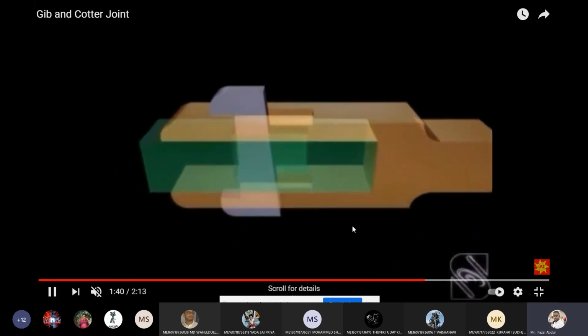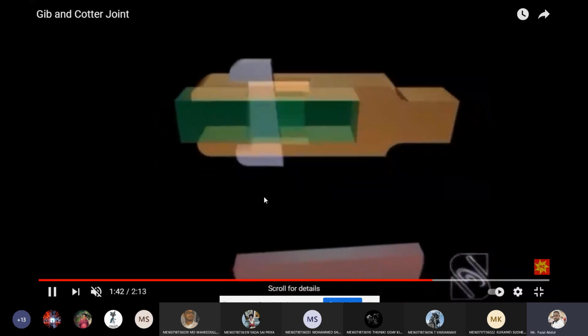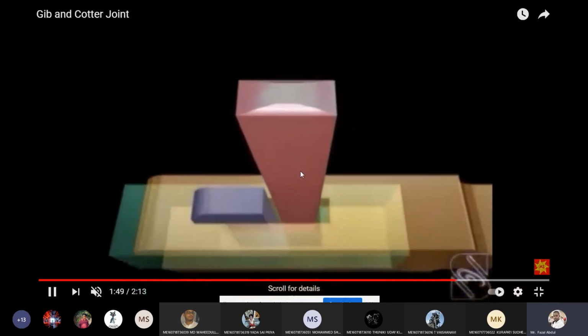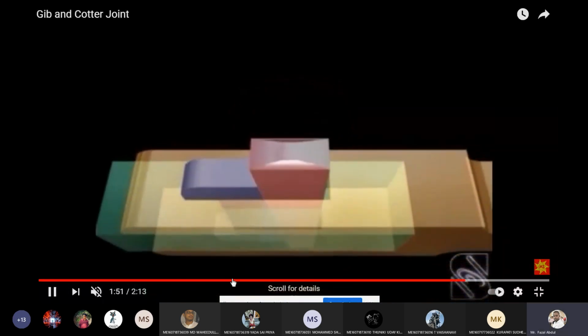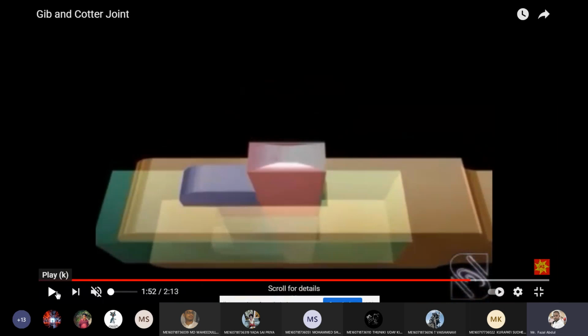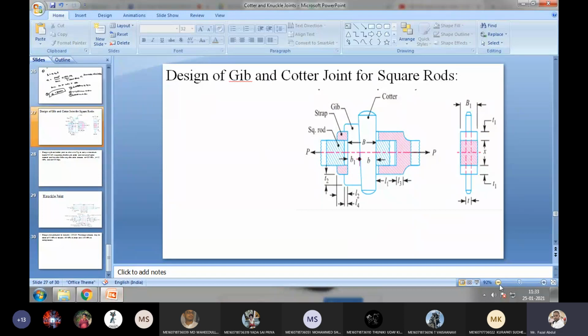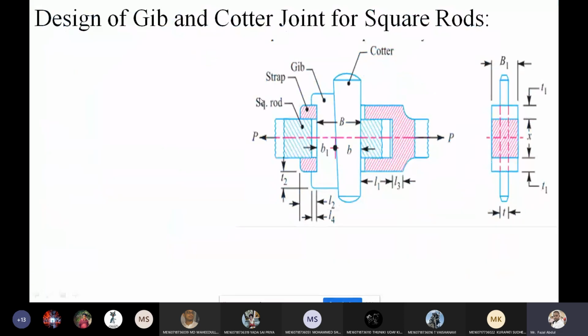Now the quarter is going to be inserted. The title name is here: gib and quarter joint. So this is the gib and this is a quarter. So like this, the design is going to be made. So that is what we are going to discuss today.